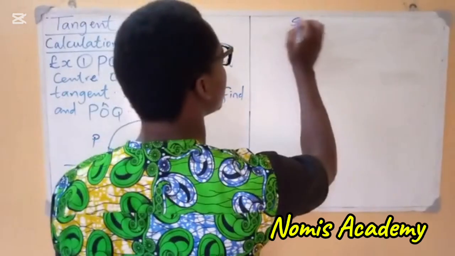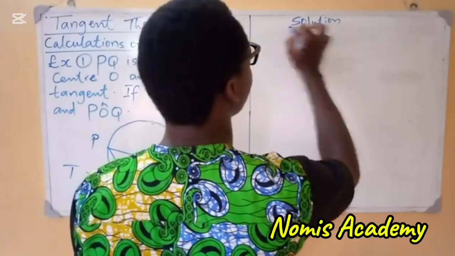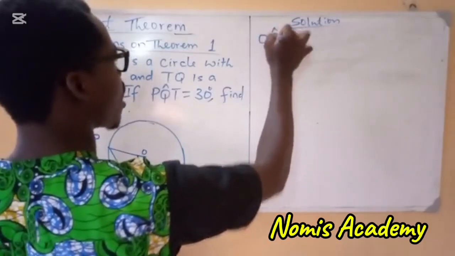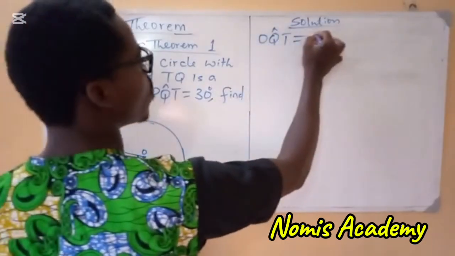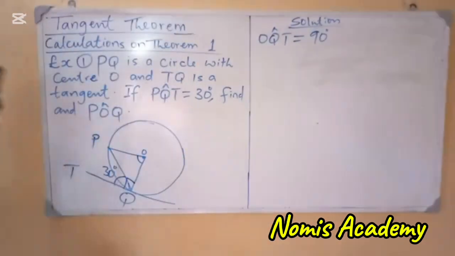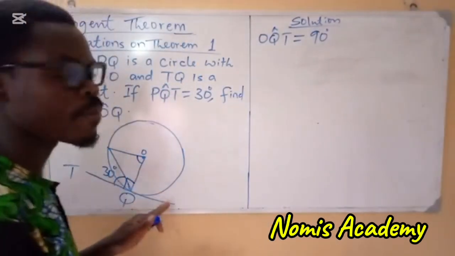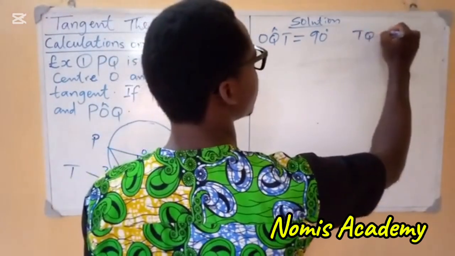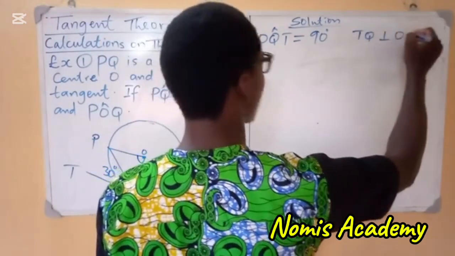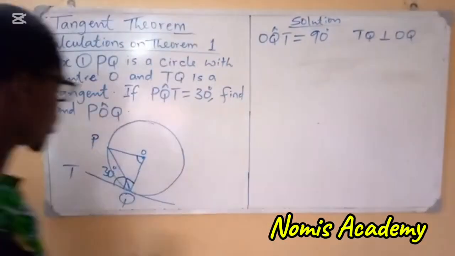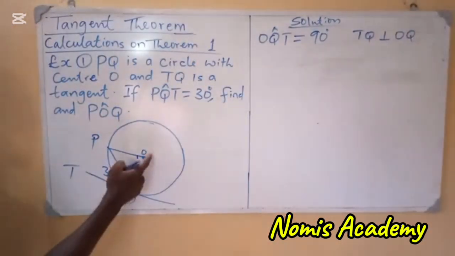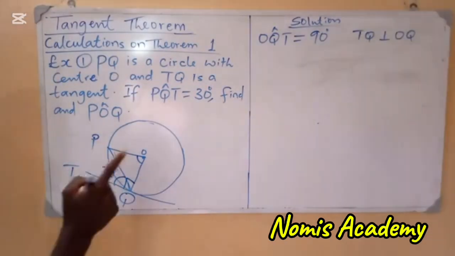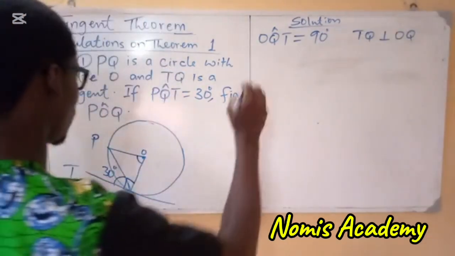So, solution, the first thing to write is to state that angle OQT is equal to 90 degrees according to Theorem 1. It means that TQ is perpendicular to OQ. Alright, then we need to find angle PQO.